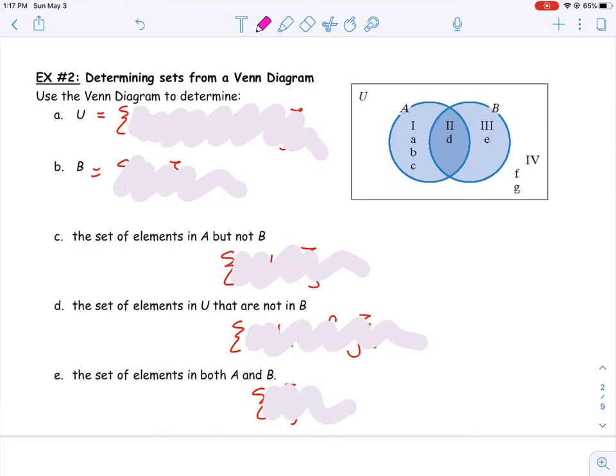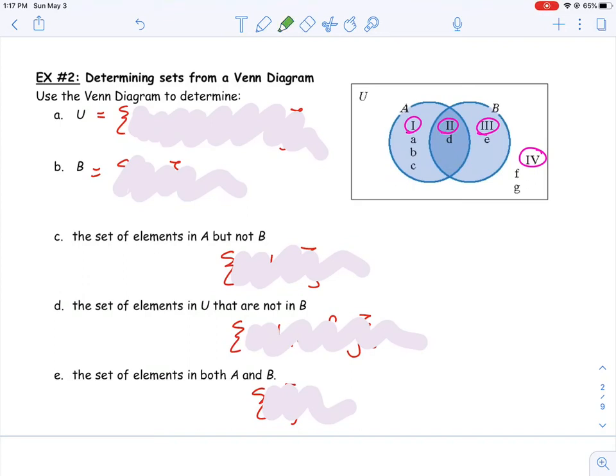Now, this one's kind of tricky. Do you notice that they use Roman numerals? Now, these Roman numerals aren't representing elements in our set. They are representing different regions. And so really the elements are the lowercase letters. And I would just say that region 1 is really talking about this whole region. It's not really adding to the elements of my set. So just be careful with that.